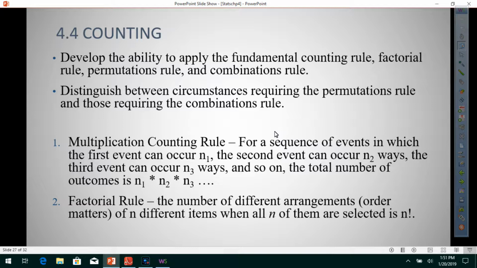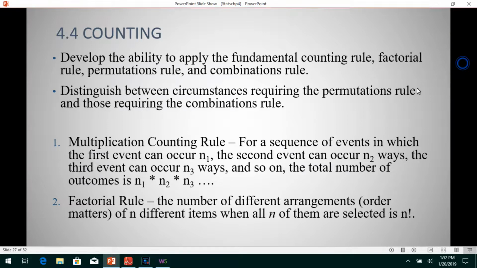So the first rule, the multiplication counting rule: for a sequence of events in which the first event can occur n sub 1 ways, the second event can occur n sub 2 ways, the third event can occur n sub 3 ways, and so on, the total number of outcomes is n sub 1 times n sub 2 times n sub 3. Now, what does that actually mean?